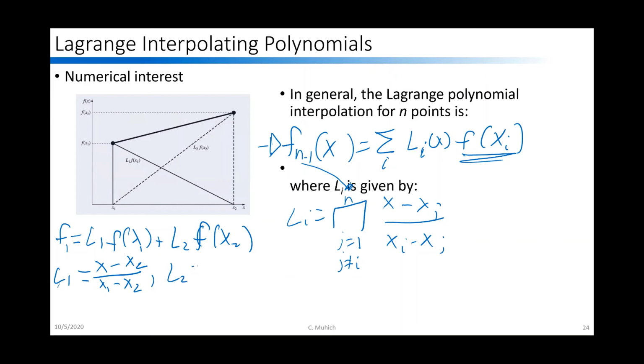And we can do the same thing for L2. This is x minus xj, where j is not equal to i, so it has to be x1, over xi. The i is 2, so that's x2 minus xj, which is x1 again. Okay, we can put this all together. We'll get the exact same equation that we had on the previous slide.